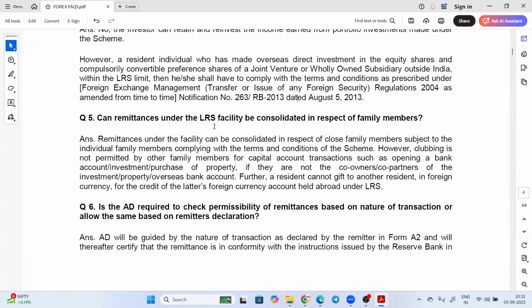Can a remittance under the LRS facility be consolidated in respect of family members?